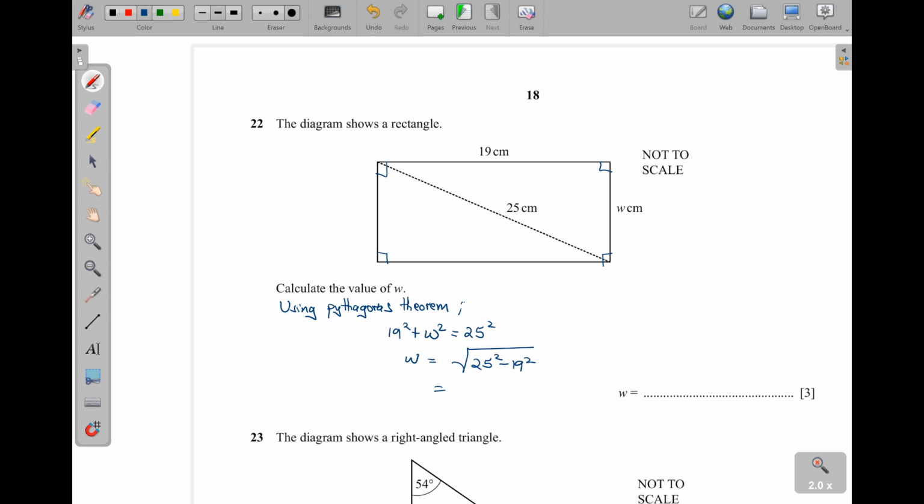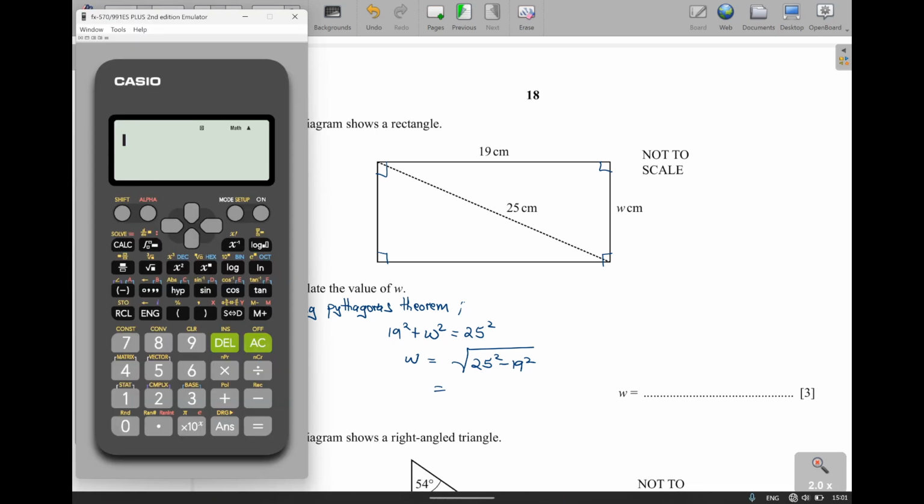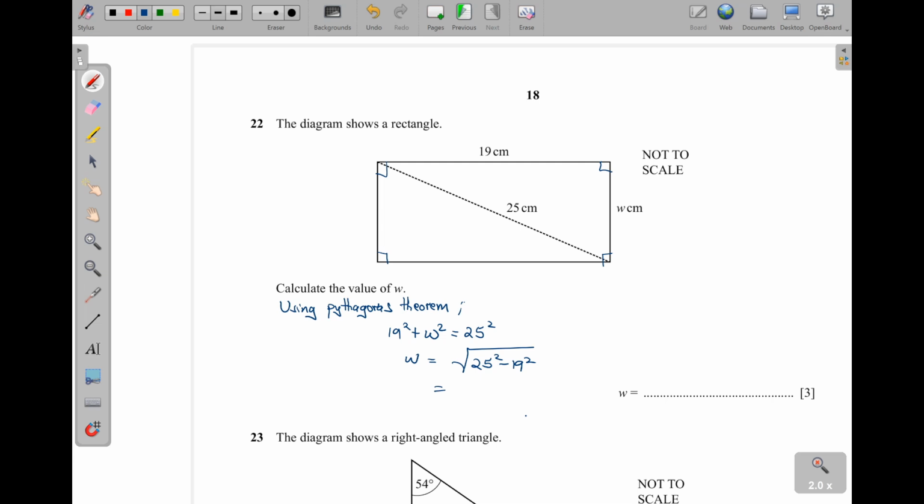So you just put everything in the calculator here. Square root of 25 squared, then minus 19 squared. That one gives us 2 root 66. So I can leave it exact, 2 root of 66, or you write your answer to 3 significant figures. Both can be marked.